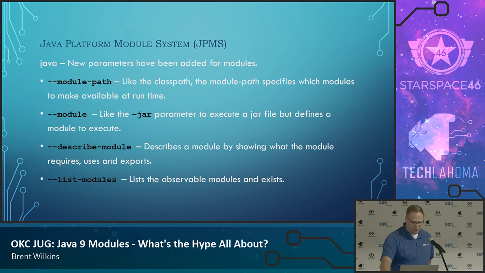And then list modules will give you a list of all the observable modules on the module path and within JDK 9 itself. Those last two basically run and exit immediately, so it doesn't actually compile any code.